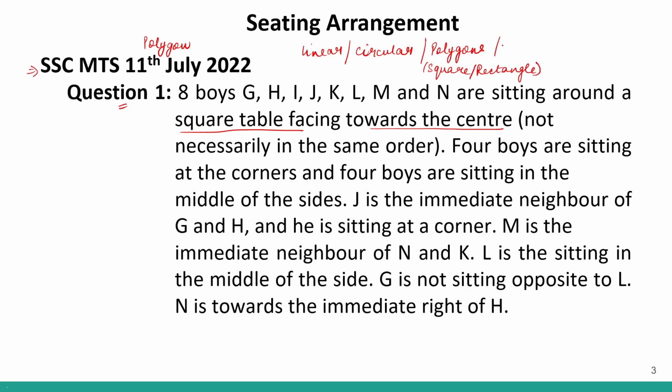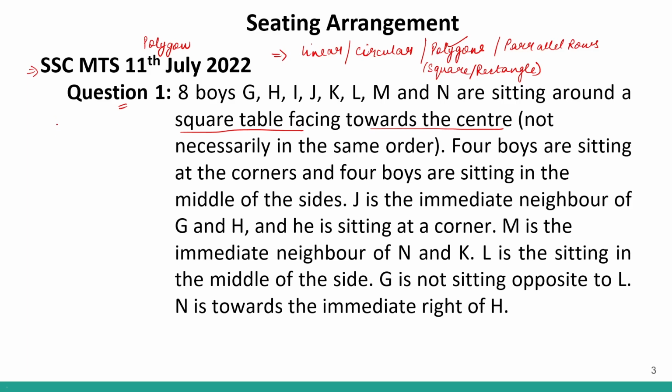And then we had parallel rows. Parallel rows means there are 2 rows and people are sitting in these rows, equal number of people also, sometimes different number of people also, and they can be facing each other, or they can be facing away from each other. There are many different possibilities. So these are the 4 types of questions that you can get in your seating arrangement questions. This one is a square seating arrangement. That means this is a polygon seating arrangement question.